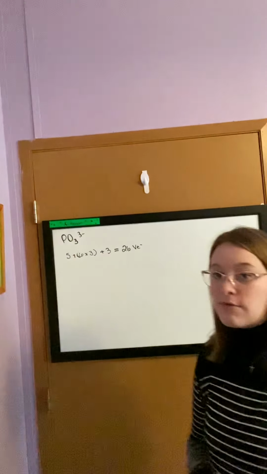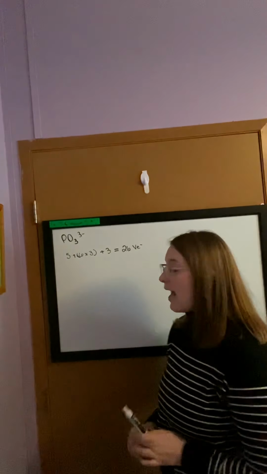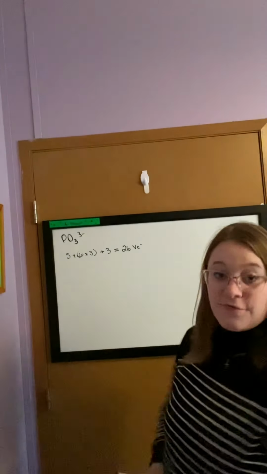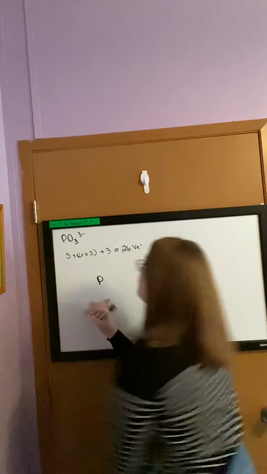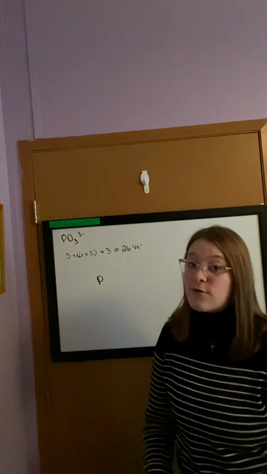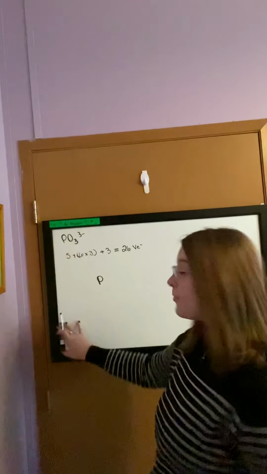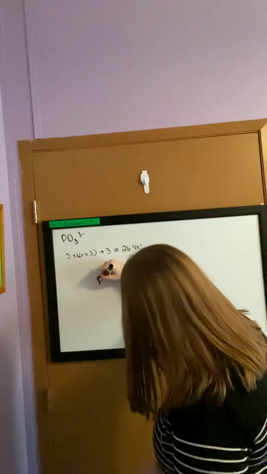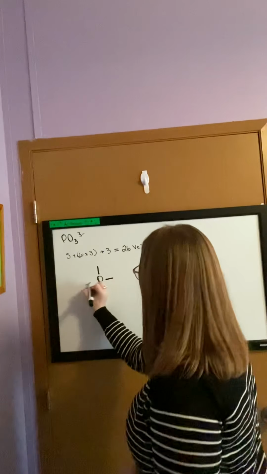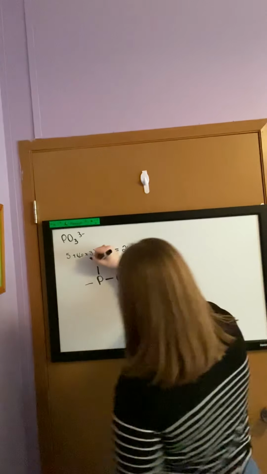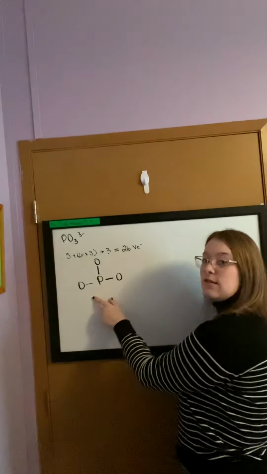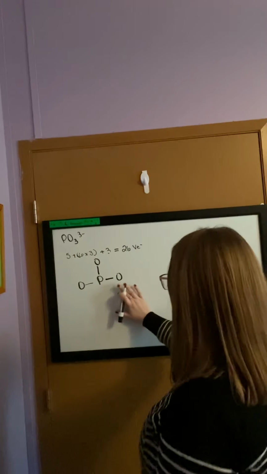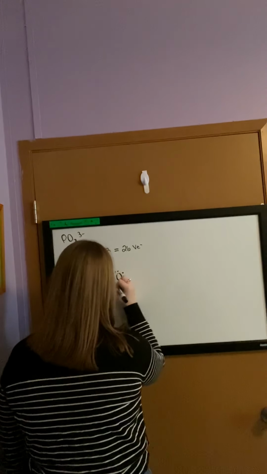Okay, now we are going to find the most unique atom, which would be the phosphorus. So that is going to be our central atom. So we're going to start by writing our P in the middle. Okay, now we are going to fully bond all of our oxygens on. So we're going to go 1, 2, 3, and we're going to draw in our oxygens. So we have 3 oxygens, so we're going to draw in 3 oxygens. So next we're going to fully fill the octet of all of the oxygens.